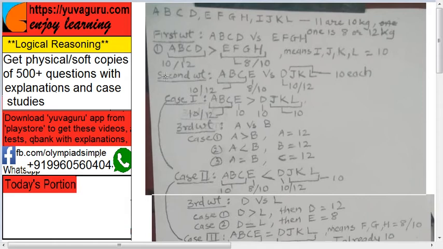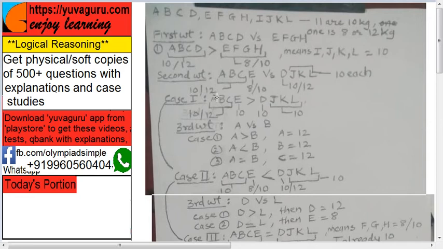So the second weighing is ABCE versus DJKL. Now ABC is either 10 or 12. E is 10 because we know it. Why do we know it? Because E is either 8 or 10, but it is greater than, so E can't be 8. So E will be 10. D will be 10 or 12, but it is less than, so it can't be 12. So D will be 10 and JKL is 10. Already we know over here.